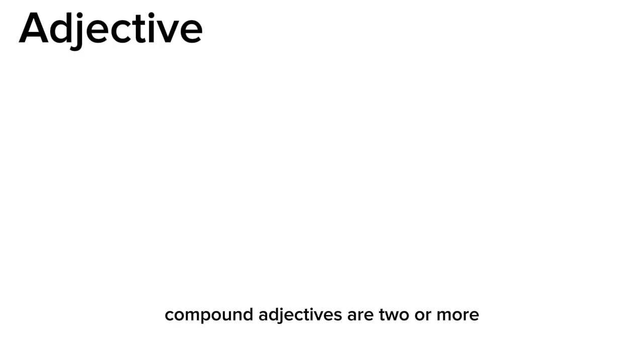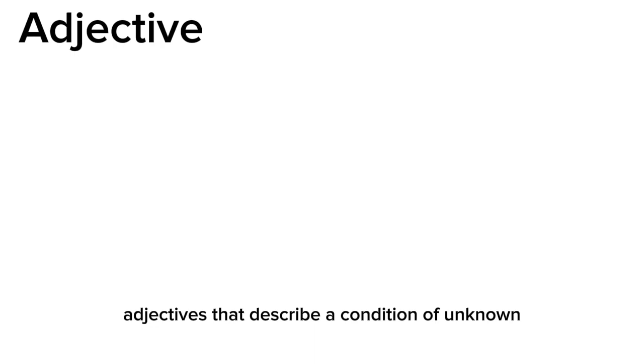Compound adjectives are two or more adjectives that describe a condition of a noun. Examples include well-known, slowly.